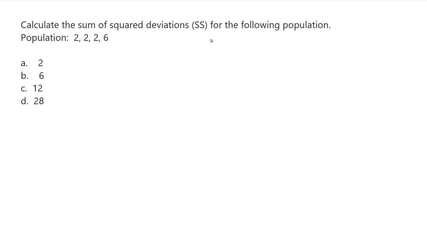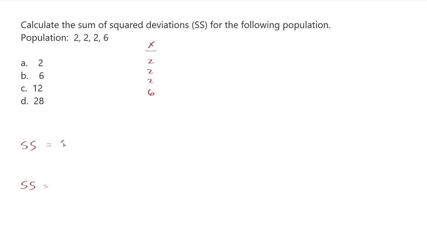Calculate the sum of squared deviations, or SS for short, for the following population. My population scores are 2, 2, 2, and 6, so a very small population. I'm going to put those values here, and I'm going to work out the result, the sum of squares, using both formulas.